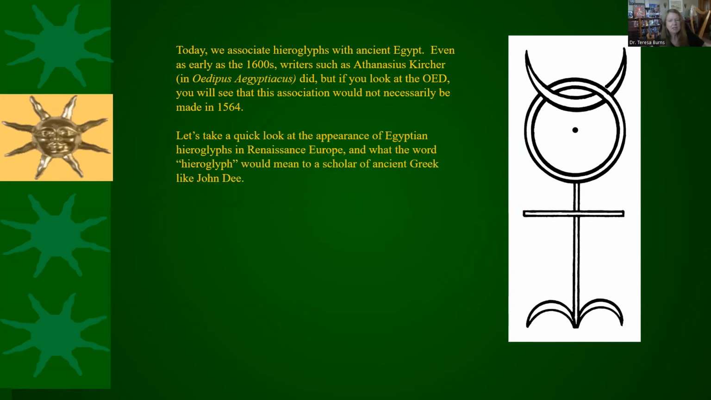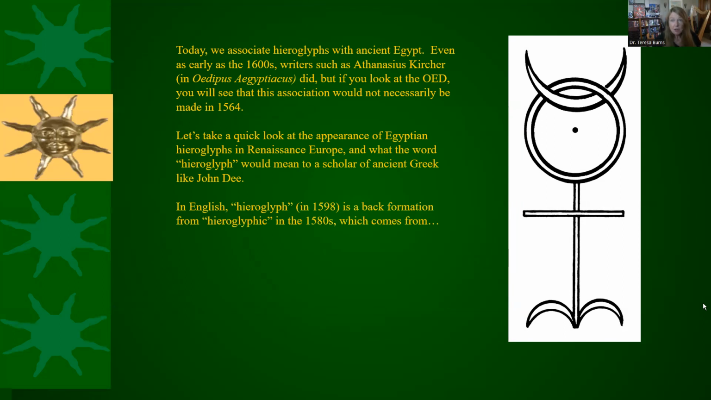But we're going to have a little fun and take a quick look at the appearance of Egyptian hieroglyphs in Renaissance Europe and see what a word like hieroglyph would mean to a scholar of ancient Greek like John Dee, since these words in Latin come into Latin from ancient Greek.